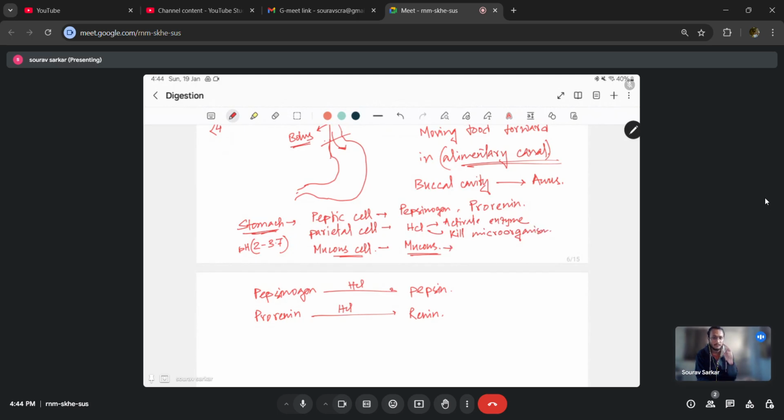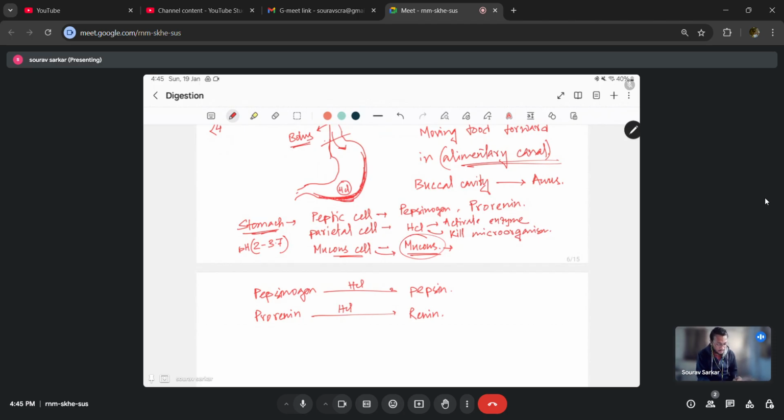Mucus is a fluid like texture that helps the stomach wall from getting damaged by the action of HCl. Okay, so mucus will create a layer. There will be a layer of mucus, so that the HCl does not get direct contact, because the pH is too low and too acidic. If the HCl gets direct contact with the wall, then the stomach wall could get damaged. So to protect stomach wall from the HCl, there will be a layer in between them, that is mucus layer, and mucus is released by mucus cell.